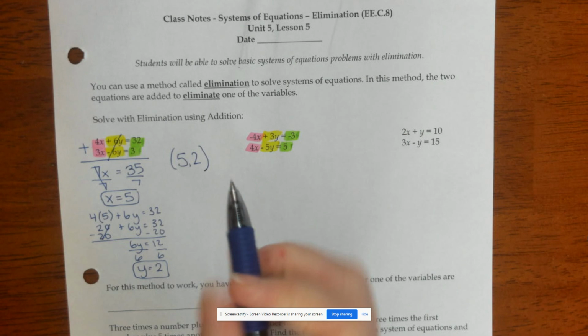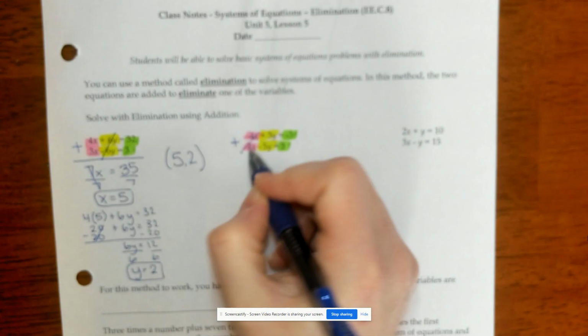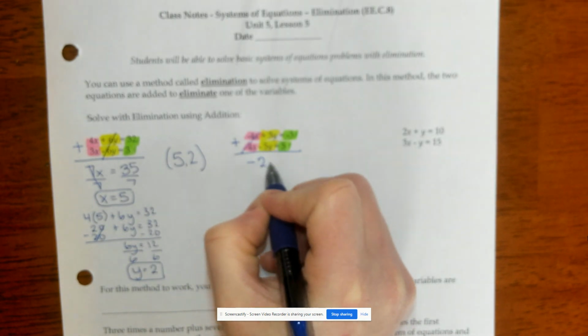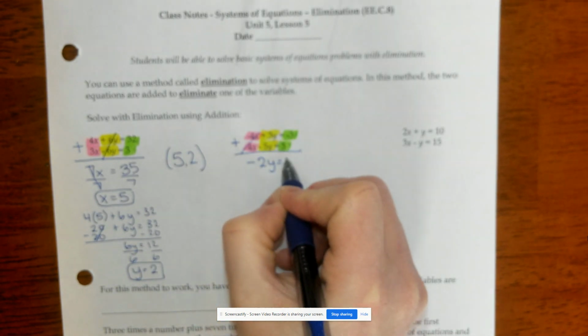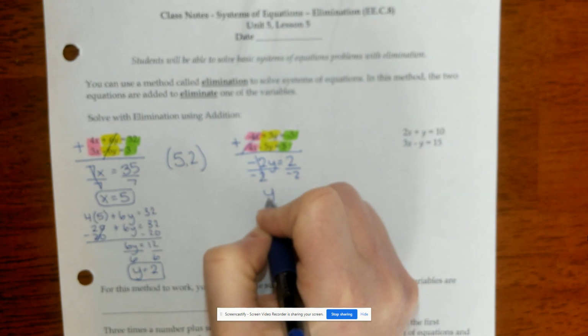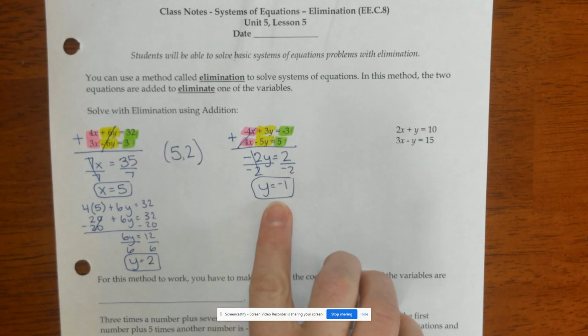So for example, if I add the first equation to the second equation, this negative 4x and this positive 4x will cancel. I will add a positive 3y with a negative 5y for negative 2y. And if I add the constants, I get a 2. Divide both sides by negative 2, and I very quickly have my value for y. So if y equals negative 1, I can then substitute that back into either of the original equations.